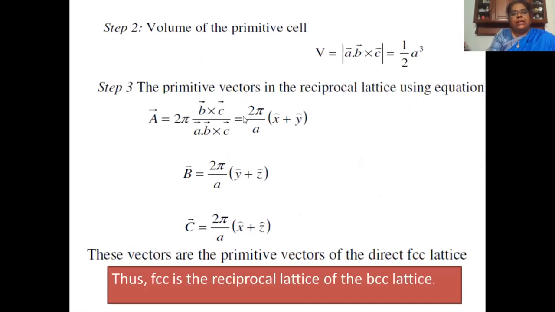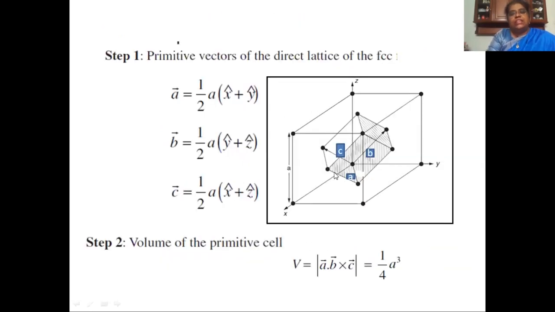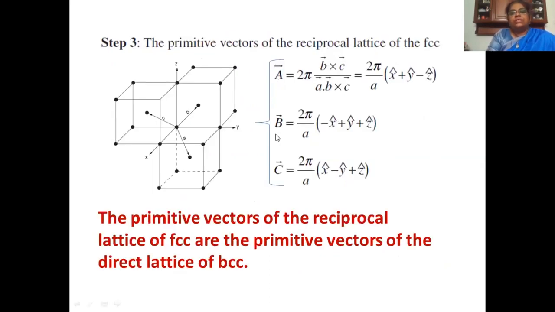When we calculated the reciprocal space, exactly the reciprocal space of BCC resulted in the same vectors which are realized in the real space of FCC. So now you do the reciprocal calculation. So the three we have finished. So calculate what A, B and C are. Now you look at this. This A, B, C happens to be that of the real space of BCC. So this is the real space of BCC.